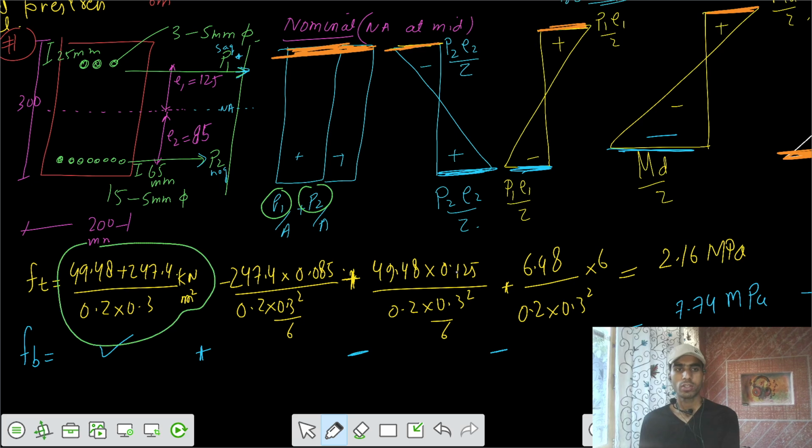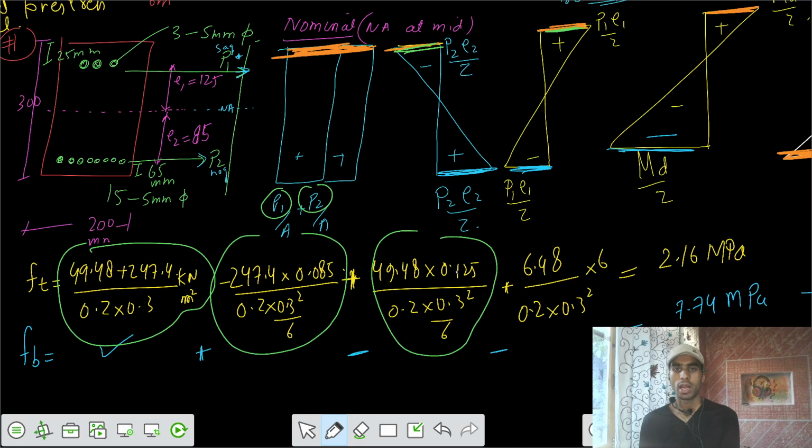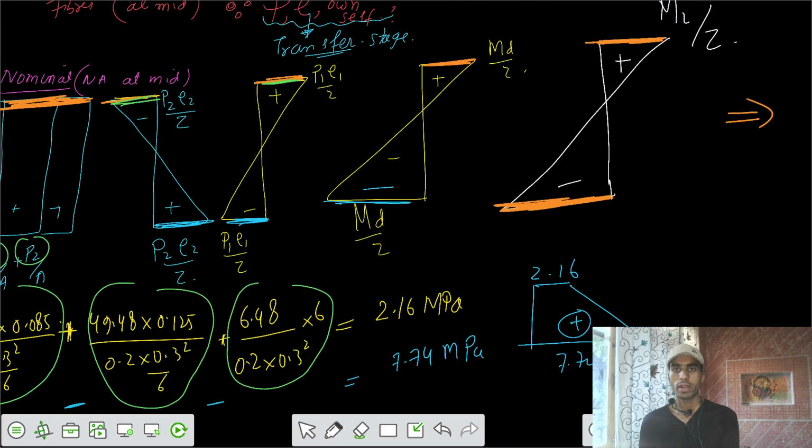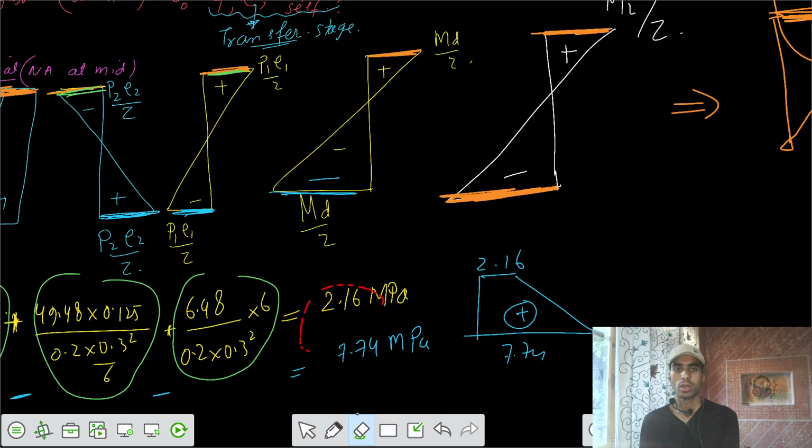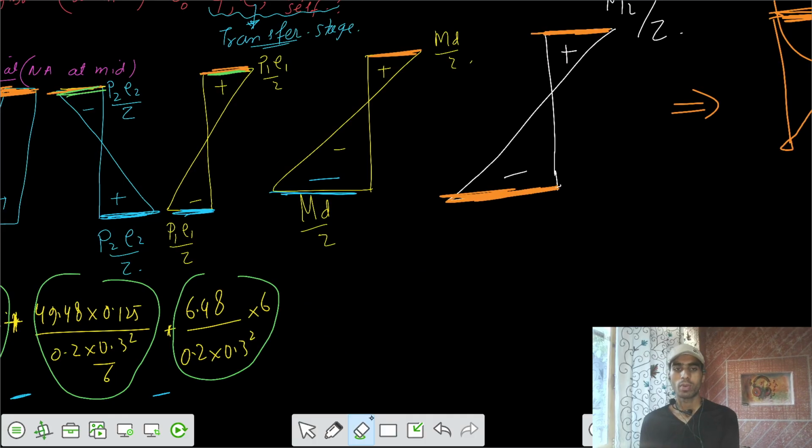So this is your first value. After that we have a negative value. This is also the same. After that we have one more value. This is also the same. After that we have one more value, that's because of the moments. That's also the same. So one part we have to add, that's because of the live load. Because of the live load we have to add one more part.